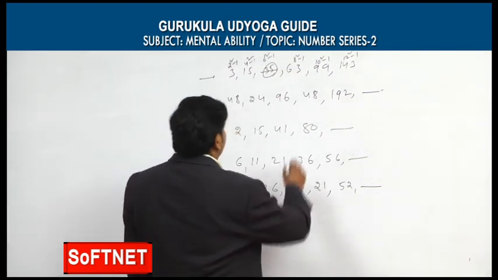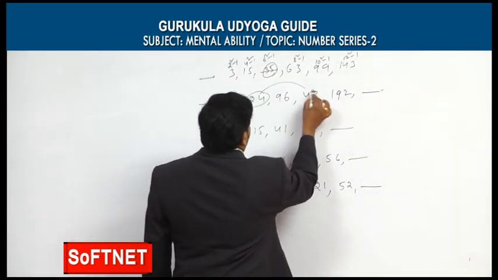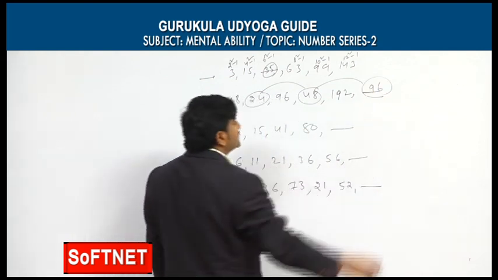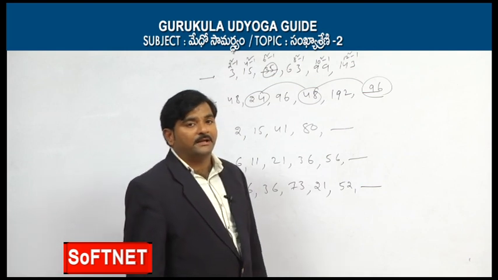Now to get the required number, what you will do, 24 became 48. Then 48 doubled again, how much am I getting, 96. Hence our required answer is 96.